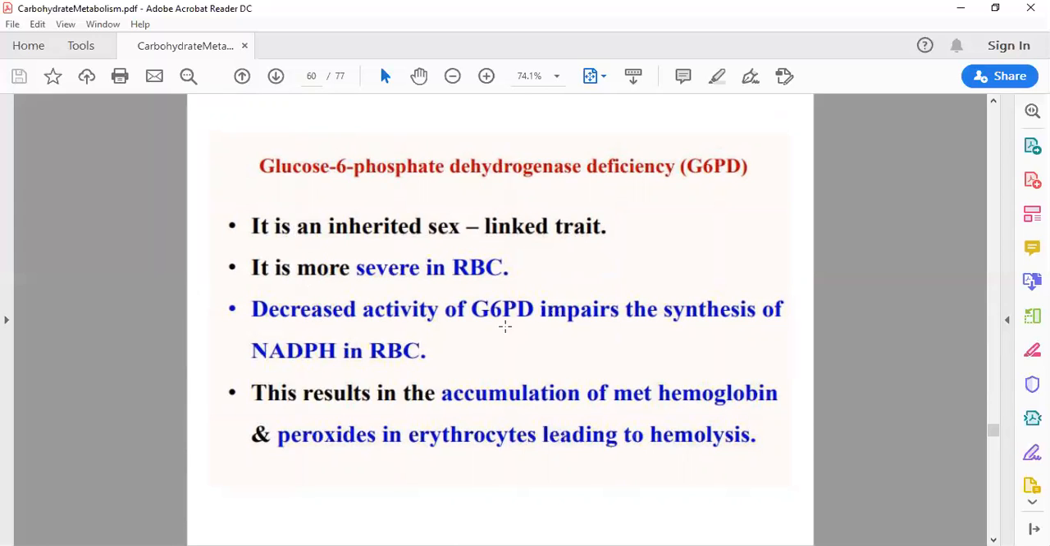Decreased activity of this enzyme impairs the synthesis of NADPH in the RBCs, which results in accumulation of methemoglobin and peroxides in erythrocytes, leading to hemolysis. So the enzyme involved here is very important, that is glucose 6 phosphate dehydrogenase. Its deficiency leads to hemolysis.